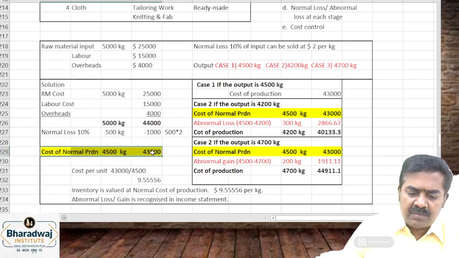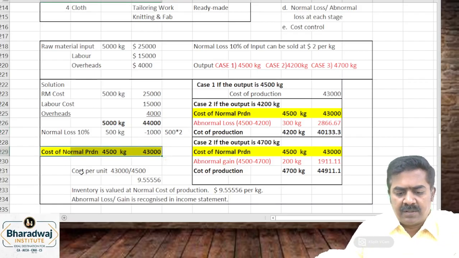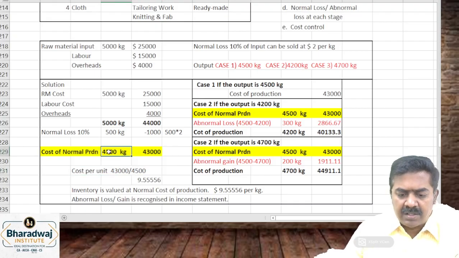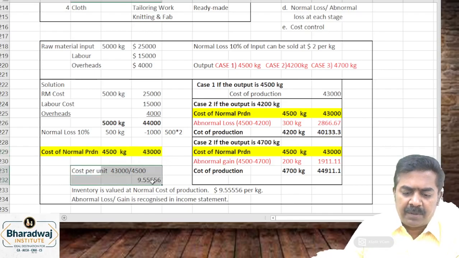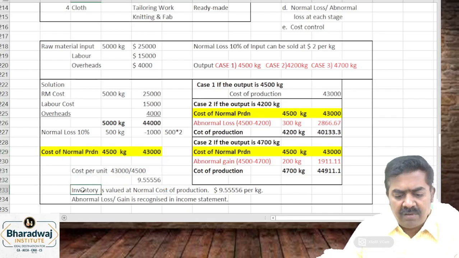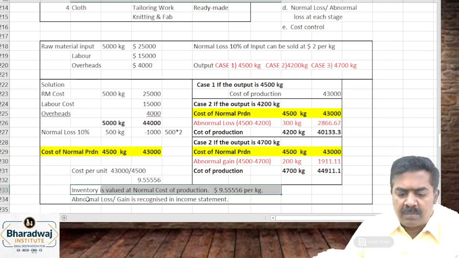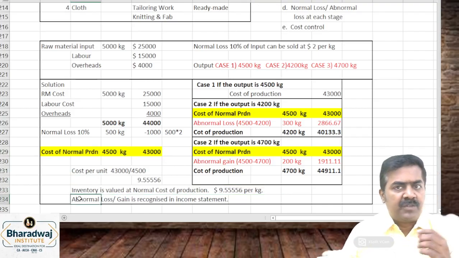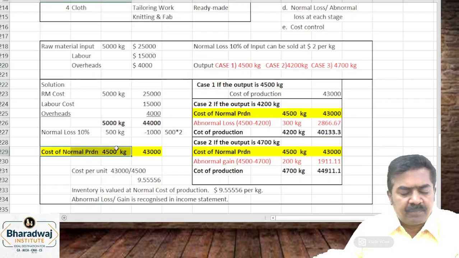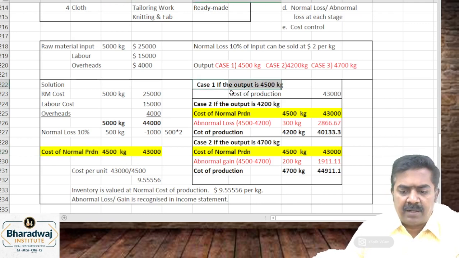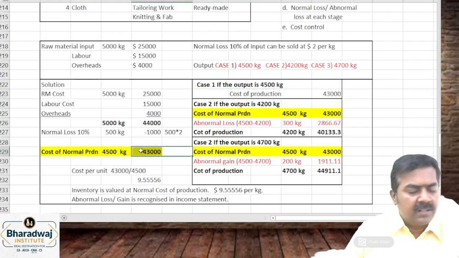So what is the cost of normal production? For 4,500 kg, it is 43,000. The cost per unit will be based on this normal production: 43,000 divided by 4,500 gives 9.55556. Inventory will always be valued based on the normal cost of production. If the output is 4,500 kg, there is no problem. The normal production is 4,500 kilograms and the actual production is 4,500 kilograms, so the cost of production will be 43,000.